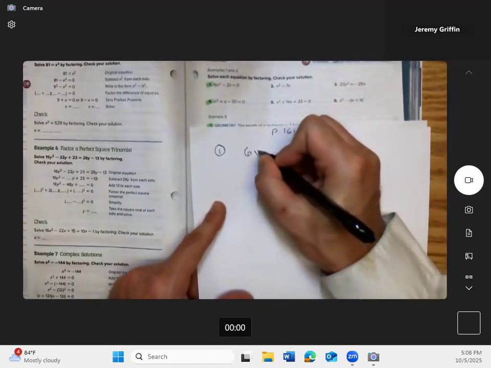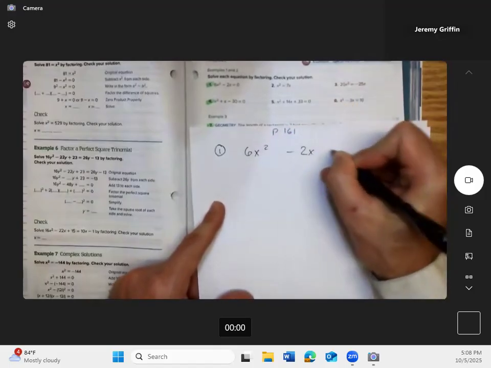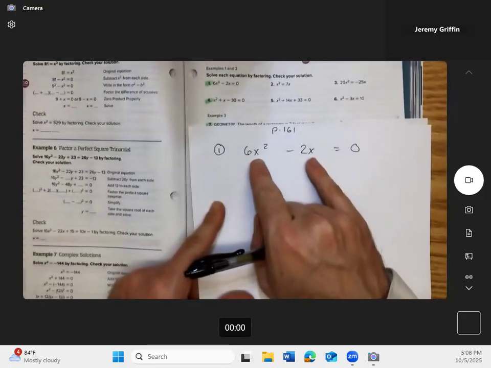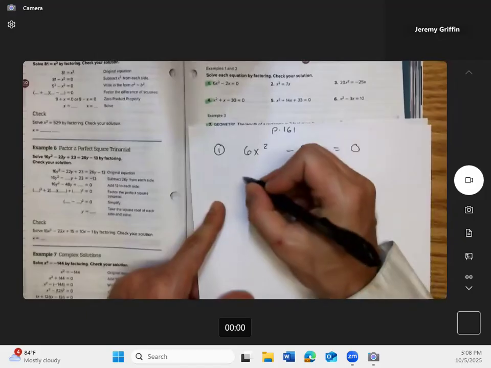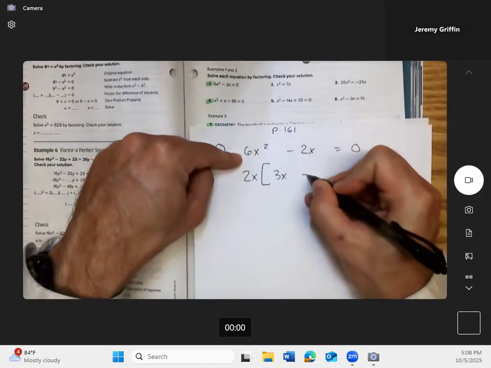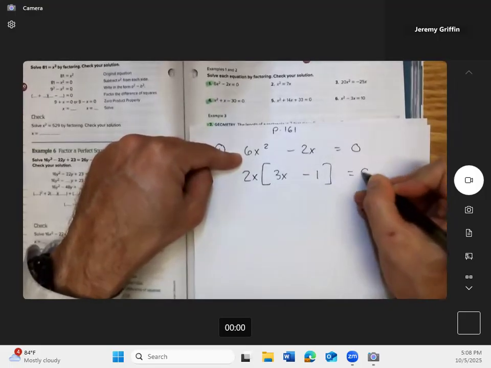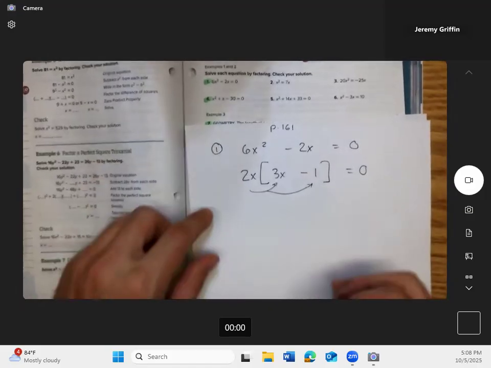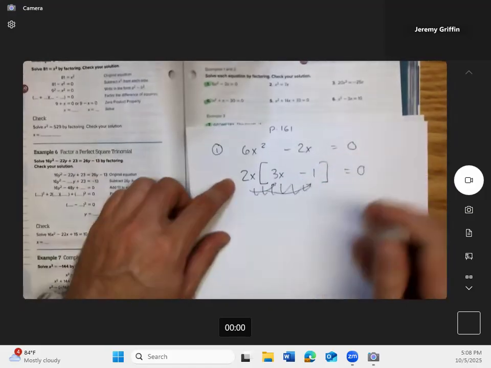So we got 6x squared minus 2x equals 0. Now I see two terms here. They both have an x in them at least, and they're also both even. So I can pull a 2x out. And here I got the 3x remaining and minus 1, all equal to 0. If you distribute this back in, it just leads to the previous step, which I'm not going to do. I just wanted to check my work.